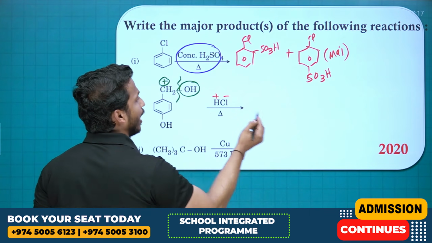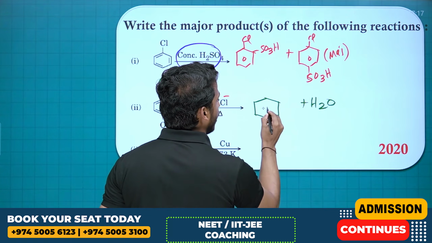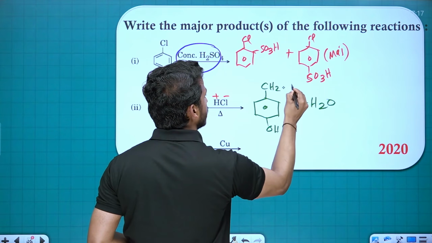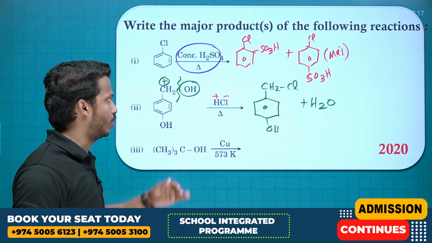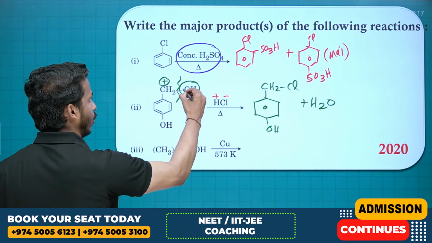So this OH and H go as what? H2O, and the other OH remains as it is. To the CH2 plus, who will come? Cl will attack, right? Just our nucleophilic substitution. OH is removed, Cl is added. But which OH to remove? That's the question. This OH.